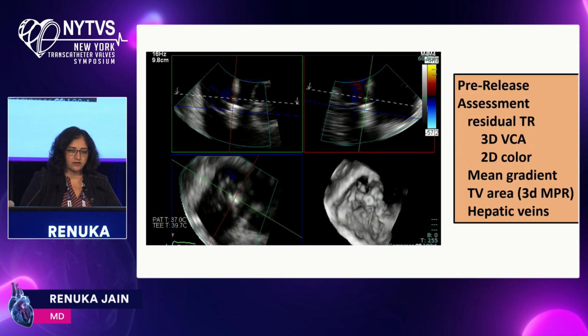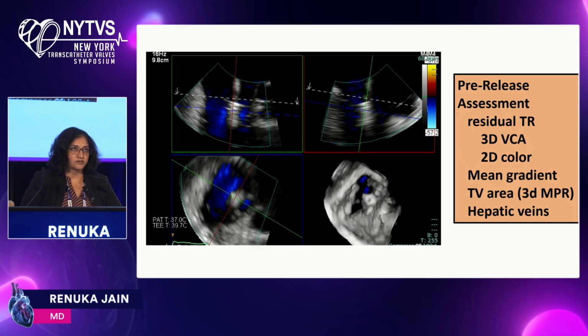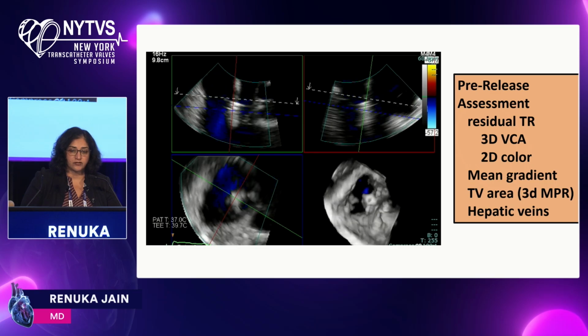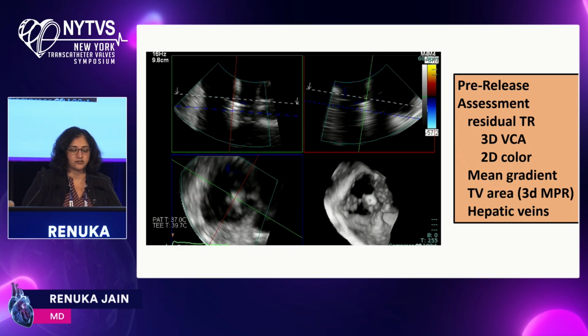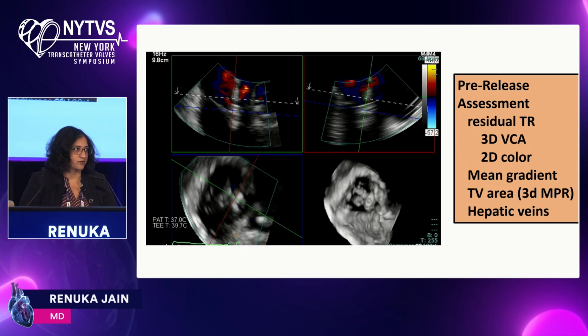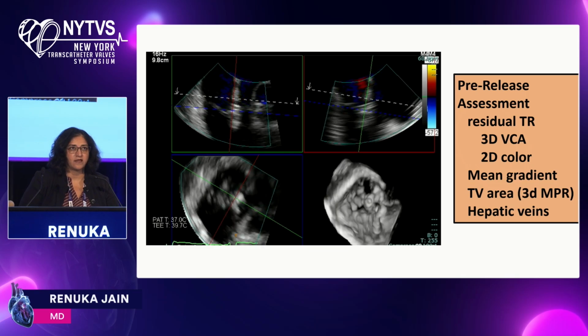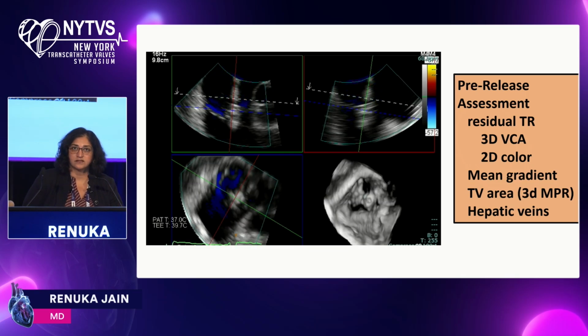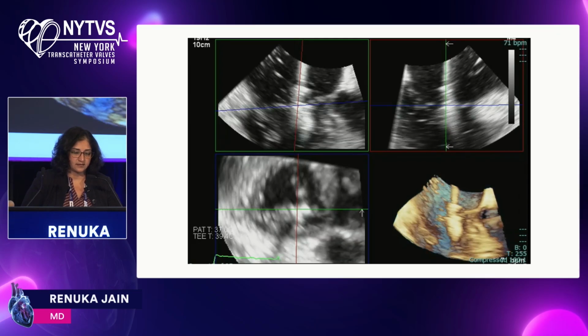We assess our pre-release in both NPR as well as NPR with color. We can measure 3D vena contractors. We don't have a lot of TR here, so not a whole lot to measure. We assess mean gradient. Less than 3 is ideal. Usually in tricuspid regurgitation that's secondary, you have plenty of valve area to work with. You can measure tricuspid valve area, same as you do in mitral, and then also look at the hepatic veins.